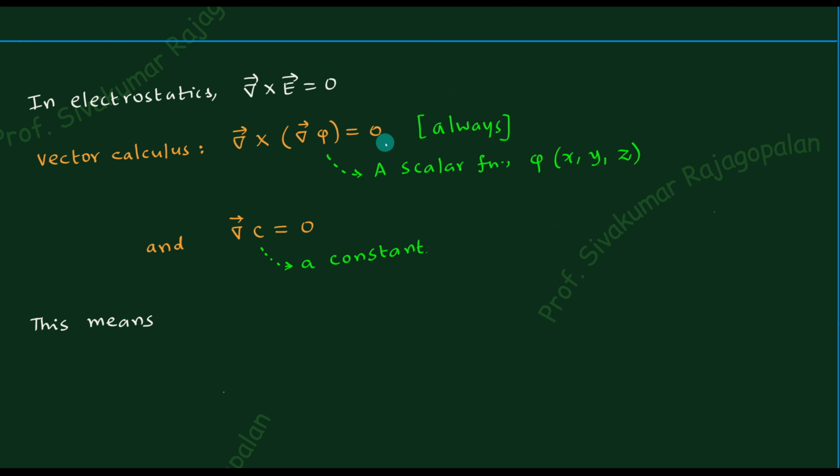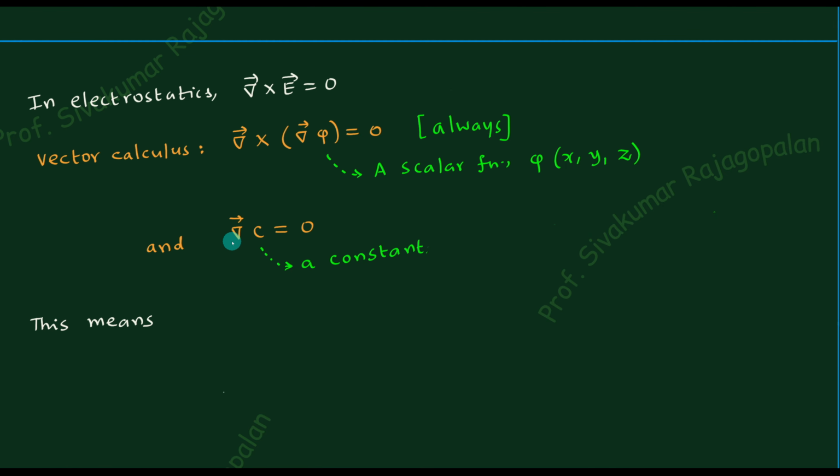So the curl of the gradient is always equal to 0. Always is very important, for any scalar function that we are going to choose. This is one rule from vector calculus. There is another rule from vector calculus: the derivative of a constant is 0. So it clearly indicates that the derivative is three-dimensional.